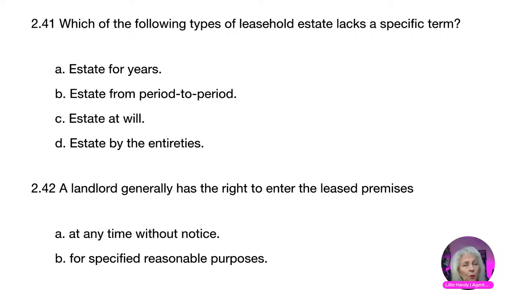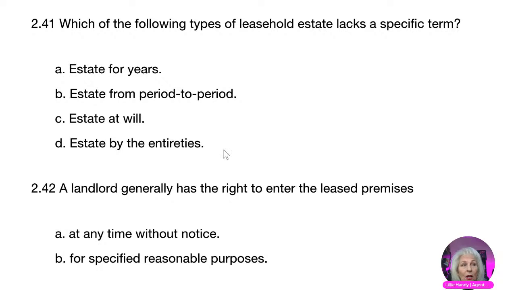All right, so number 41. Which of the following types of leasehold estates lacks a specific term, because leases have a start and an end, just like contracts? A, estate for years. B, estate from period to period. C, estate at will. Or D, estate by entirety. So you have estate for years, estate from period to period, estate at will, and estate by entireties.